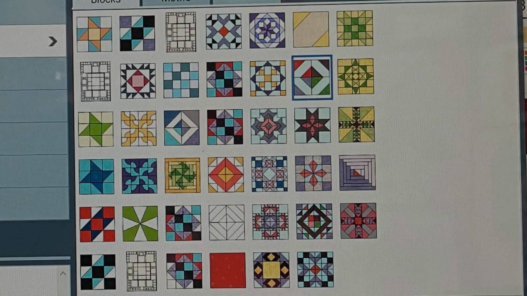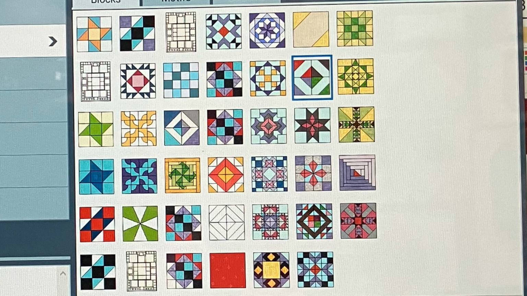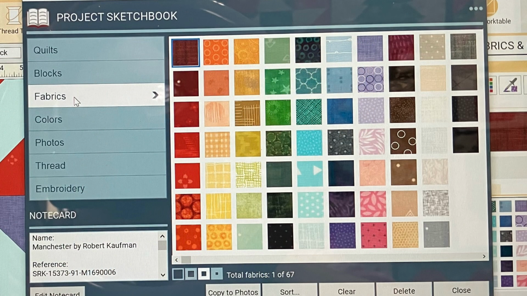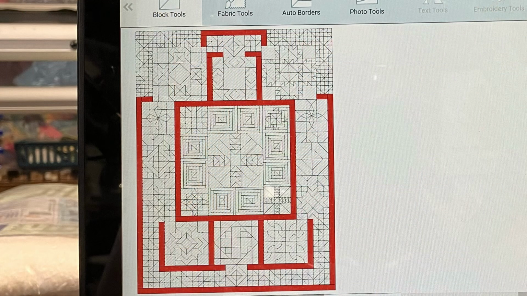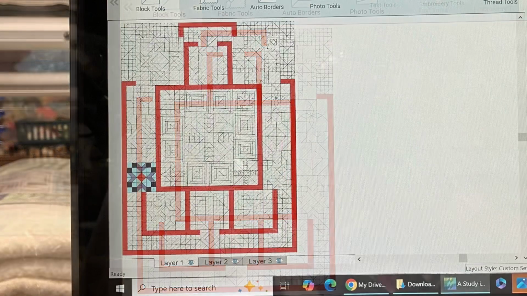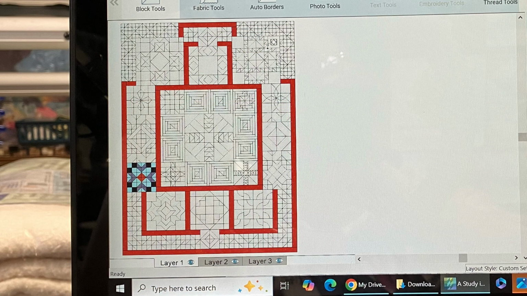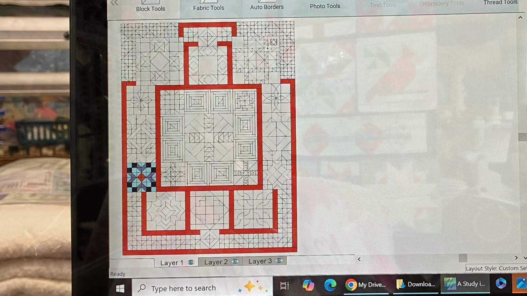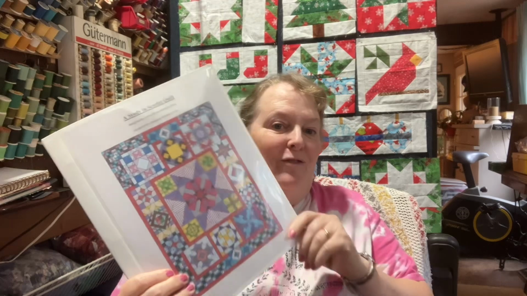Here is a quick little review of some of the parts. Here are the blocks, all of them in one spot. Here are the fabrics that I used from EQ8, but not necessarily the real thing. Here is the layout where the red strips go to make this a study in Scarlet. And last is the placement for block number 1. I hope you enjoyed the little sneak peek of the study in Scarlet.